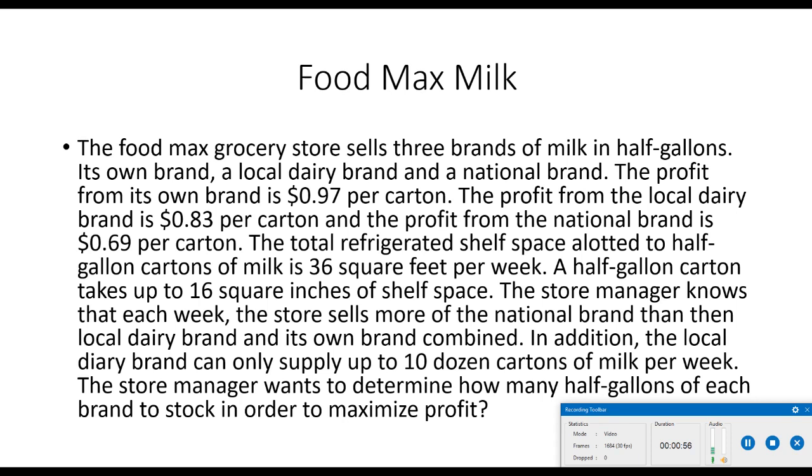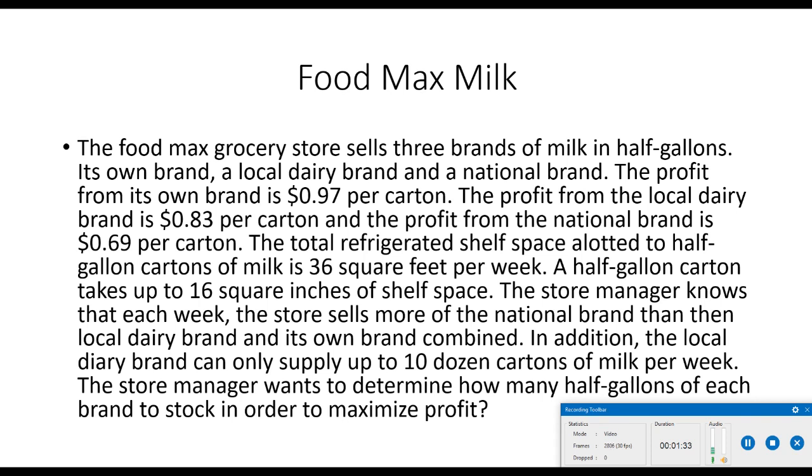The FoodMax milk grocery store sells 3 brands of milk in half gallons: its own brand, a local dairy brand, and a national brand. The profit from its own brand is 97 cents per carton, the profit from the local dairy brand is 83 cents per carton, and the profit from the national brand is 69 cents per carton. The total refrigerated shelf space allotted to half-gallon cartons of milk is 36 square feet per week. A half-gallon carton takes up 16 square inches of shelf space.